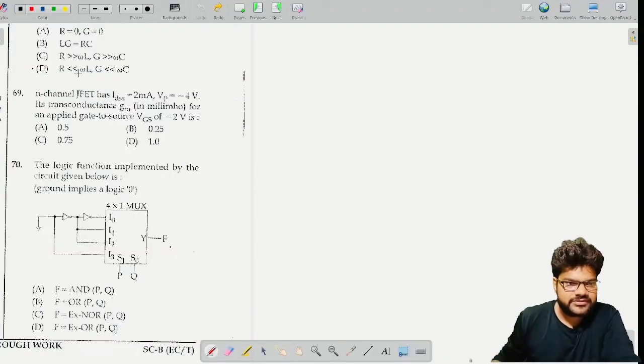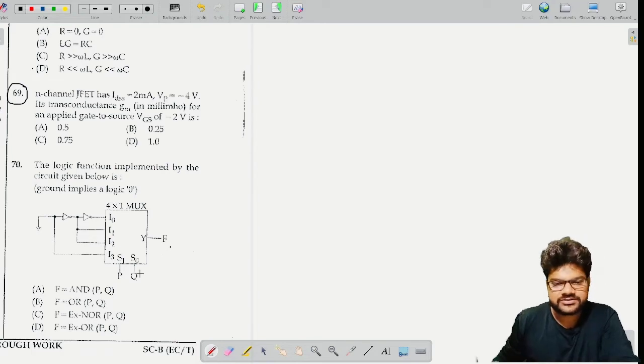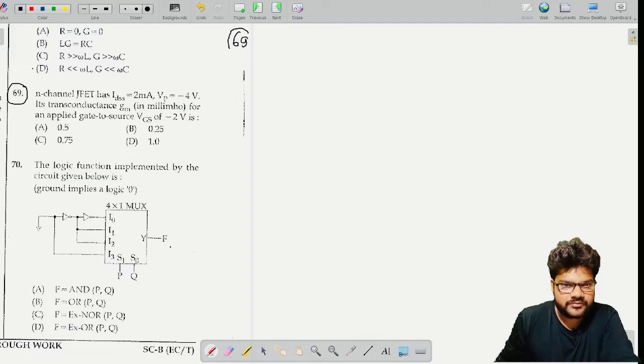So in the previous video we missed this question number 69. We will see this now and then we will continue from where we left in the last video. So the question number 69 is from analog circuit. This is from JFET topic.